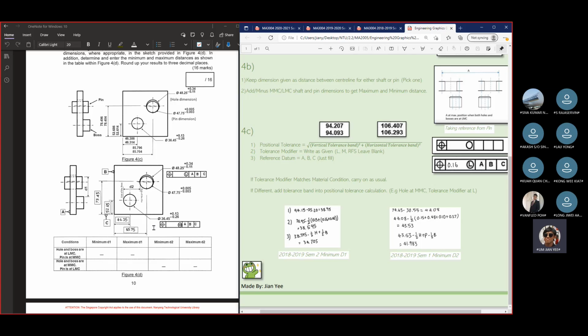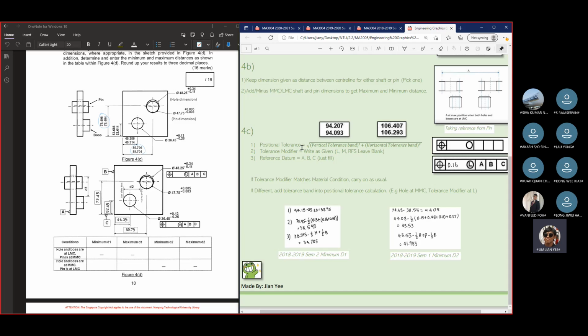Then the next thing you do according to the paper is find the positional tolerance. Now what is the positional tolerance? It's actually quite a complicated topic, quite a complicated idea. You see these two values here. You take the difference of these two, and you can plot it and take the difference of these two.